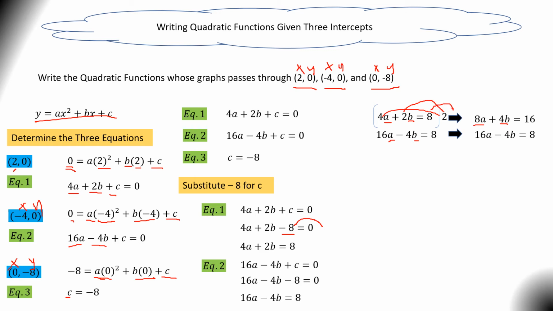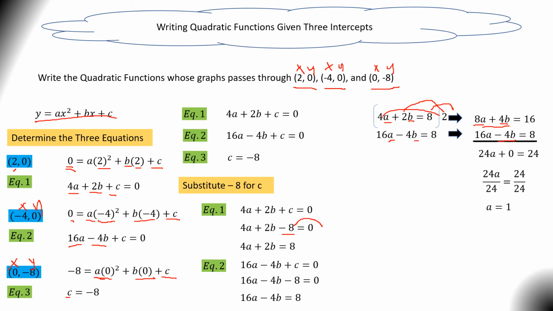So, mapapansin natin na yung numerical coefficient ng b dito ay same dito. Okay po. So, i-add na lang natin sila. By elimination po yan, no? So, 24a. So, 8a plus 16a is 24a. Then, 4b plus negative 4b, 0. 16 plus 8, 24. Then, divide both sides by the numerical coefficient of a, which is 24. Therefore, a is equal to 1.